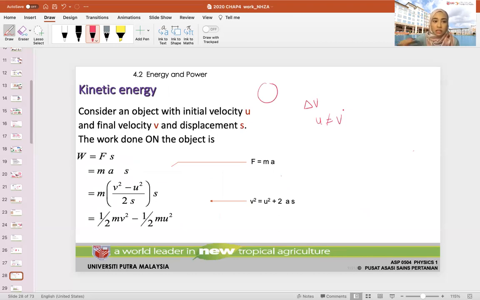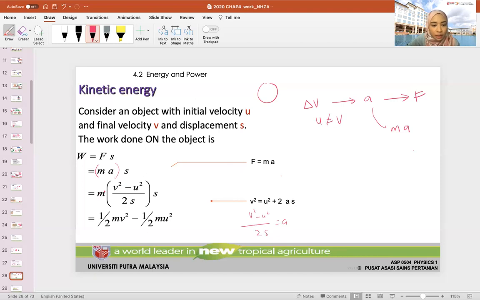So when you have these changes in velocity, where the velocity is not constant, you would have acceleration. When you have acceleration, you would have force. Because when we multiply the mass of the object with the acceleration that is happening, we get force. So work done is force times displacement. So you substitute ma into this equation, and a comes from v squared equals to u squared plus 2as. We rearrange this to become a equals v squared minus u squared over 2s. This is your a. You substitute that into this equation.